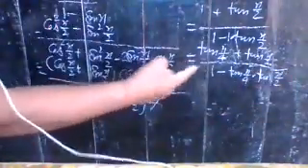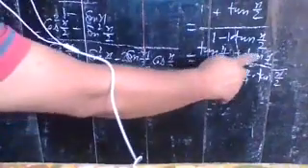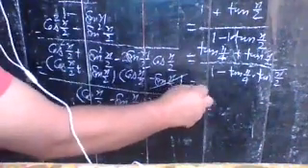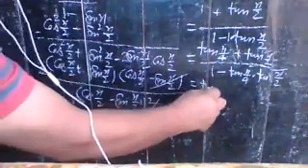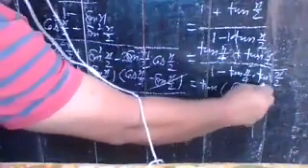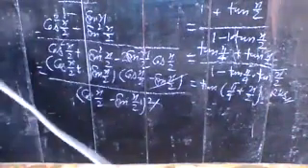Okay, so just see what you have: tan pi by 4 plus tan x by 2 upon 1 minus tan pi by 4 into tan x by 2, and that is equal to tan of (pi by 4 plus x by 2). That is your right side. So note it.